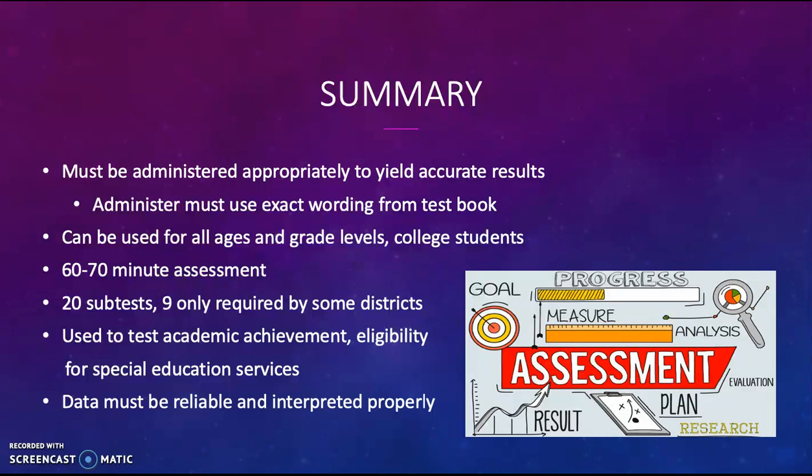In conclusion, the Woodcock-Johnson 4th edition must be administered appropriately to yield the most accurate test results. Many times, our students' future placement and services depend on these results, so remember to use the exact wording from the test book. This assessment can be used for all ages and grade levels, and also college students. It is about a 60 to 70 minute test that includes 20 subtests where the extended battery subtest may not be required depending on the school district.